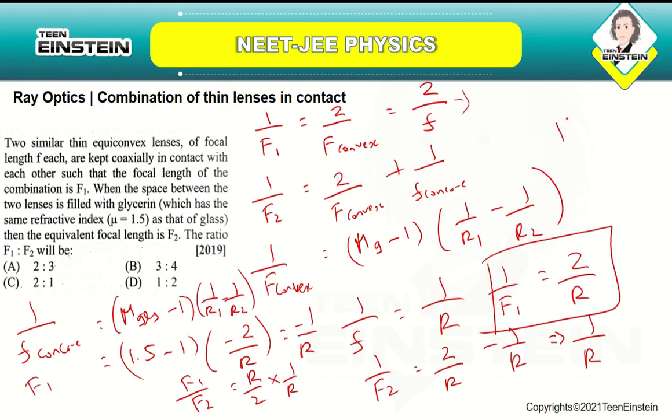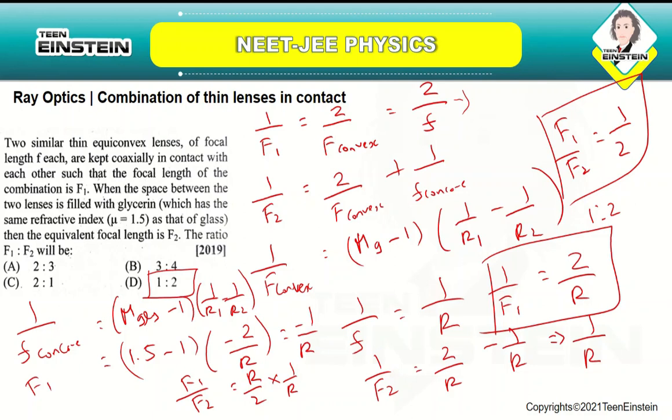So the ratio f1 by f2 will be equal to 1 by 2, or you can say the ratio as 1:2. So the correct answer is option number D. The ratio of f1 and f2 will be 1 by 2. So it's a very simple problem only.